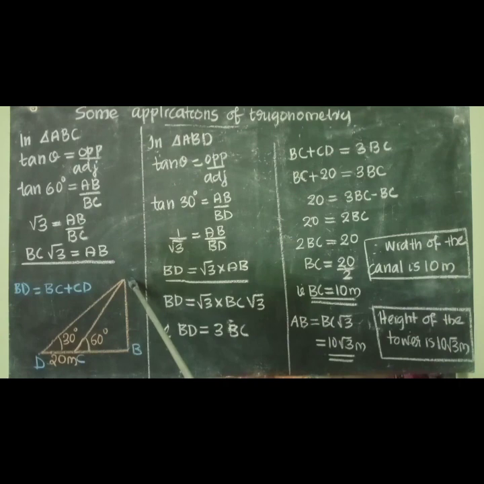We need to find the height of the tower also, that is AB. Here we have AB equal to BC root 3. So we can write AB equal to BC root 3. Here we found the value of BC. It is 10. So we get AB equal to 10 root 3 meter. So we can conclude height of the tower is 10 root 3 meter.